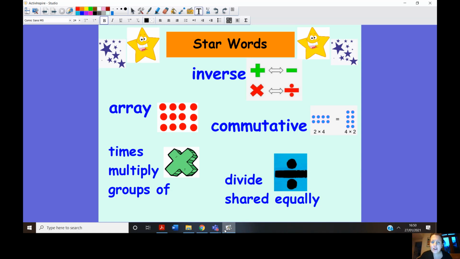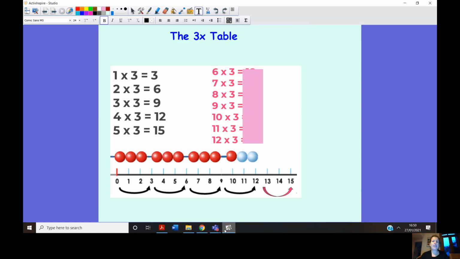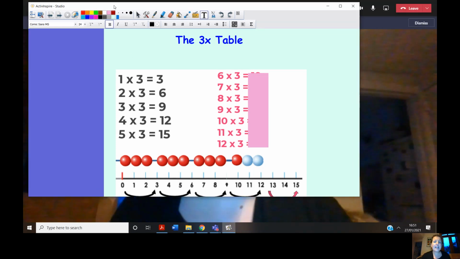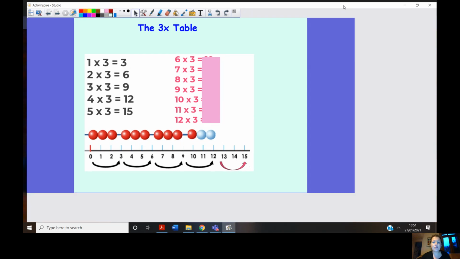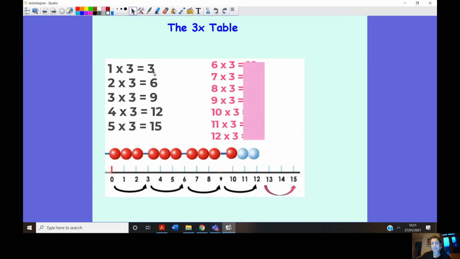So let's start off with a quick recap of our 3 times table. This should be something which is really familiar to us, but I wanted us to look in a little bit more detail and see a few patterns in the 3 times table. So looking closely at the 3 times table, here we start off counting. Let's skip count together. 3, 6, 9, 12, 15. What things do we notice by looking at the 3 times table? Well, it increases in jumps of 3.